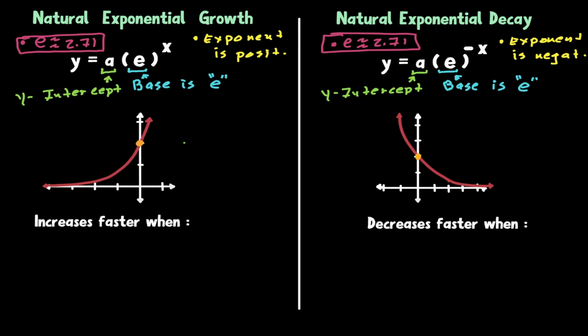And all this information, it's in our graph. When our exponent is positive, then our exponential is increasing. And we have a y-intercept at a specific location at the value of a. So we can represent this as a coordinate point at (0, a).